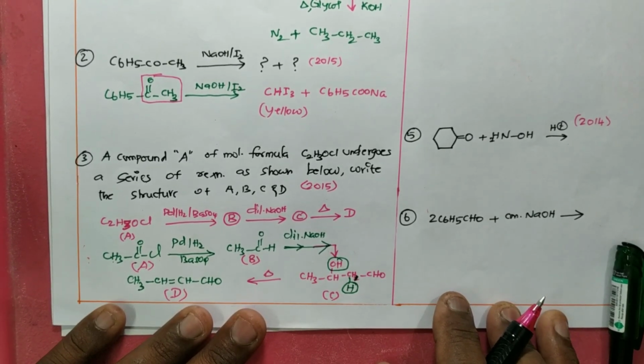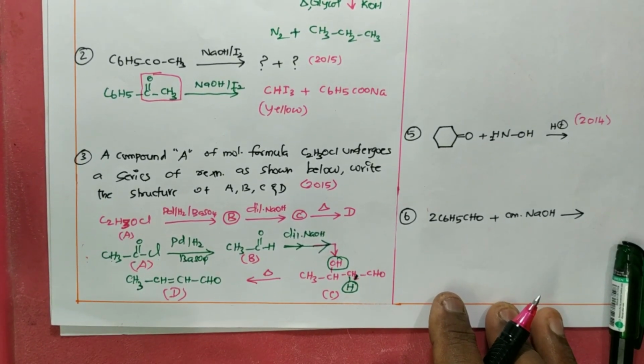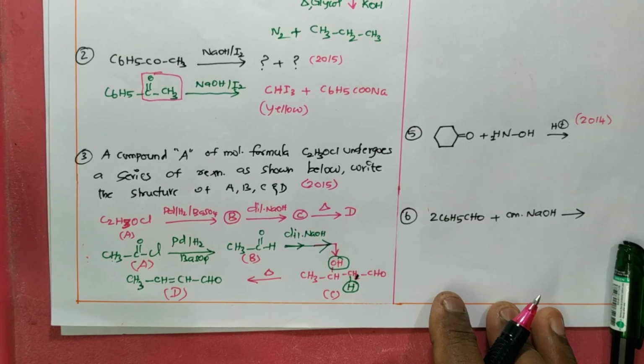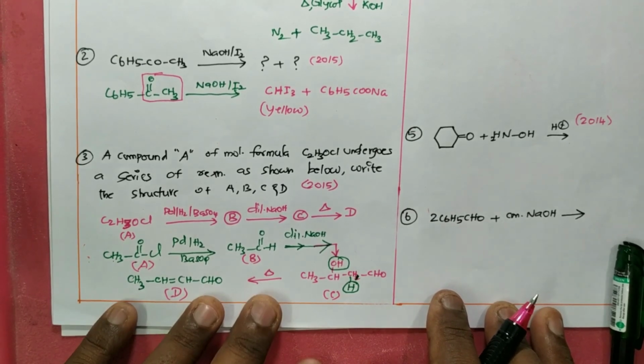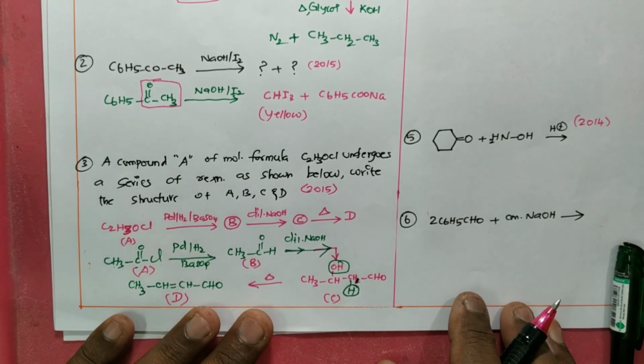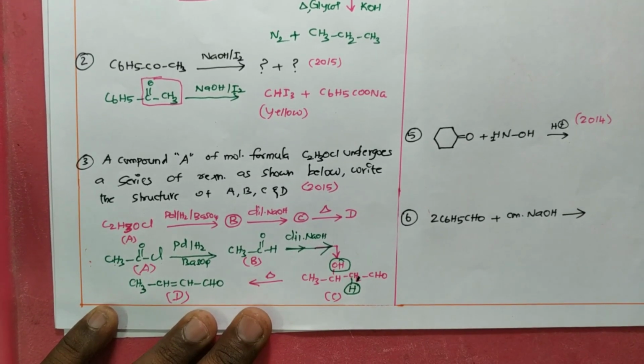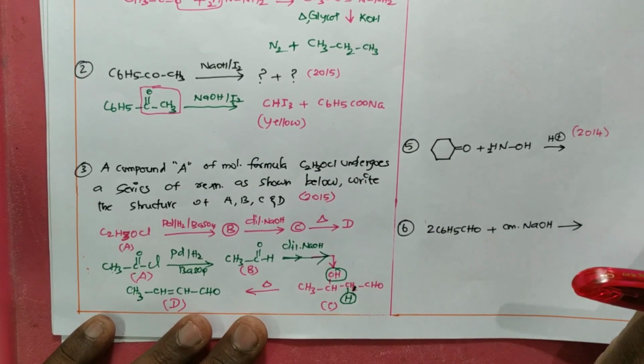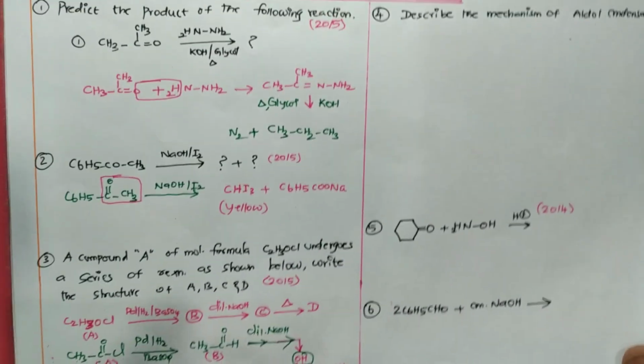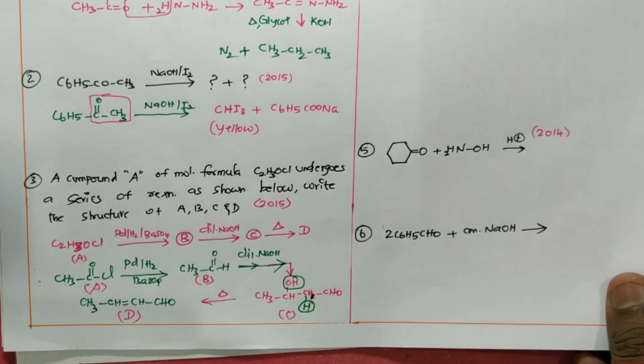So A was given. From that we have to conduct the Rosenmund reduction by using palladium and hydrogen as well as barium sulfate as a poison. As you know why we are using barium sulfate here, we all know very well. If you don't know about the concept, please go and watch my previous video. You will get a good idea about this.